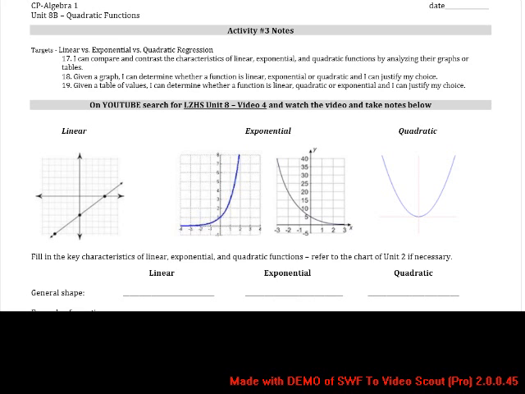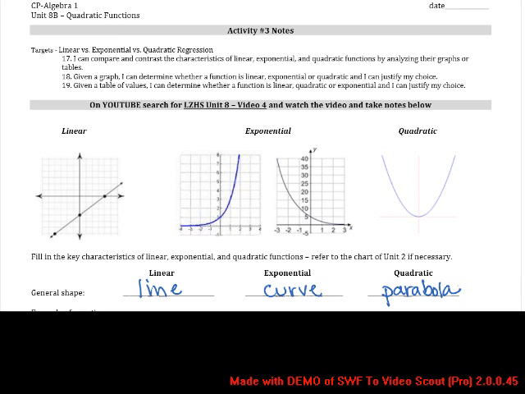Hopefully, when you look at a picture of the graph, you know which function is which. Hopefully, you can see that a linear function is in the shape of a line. An exponential function is the shape of a curve, and a quadratic function is in the shape of a parabola. You will also know that exponential functions can be either exponential growth or exponential decay functions.